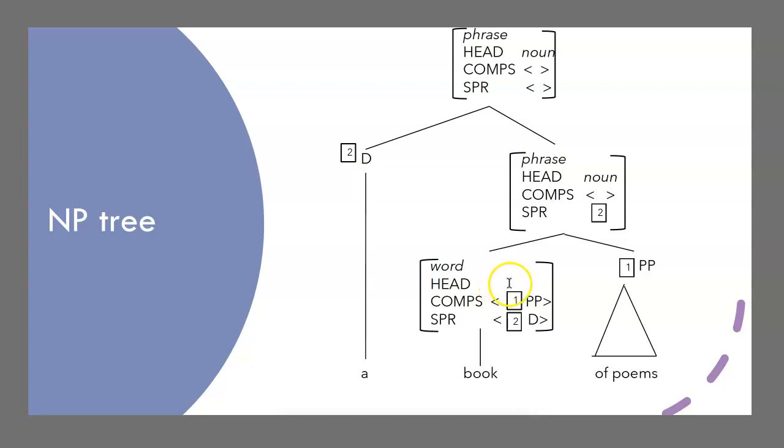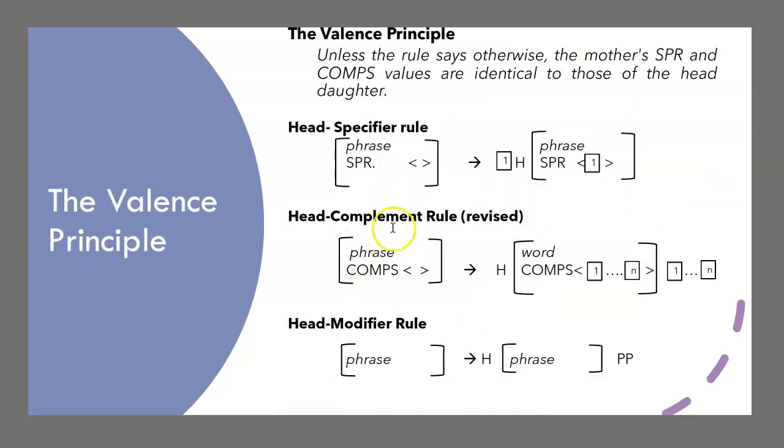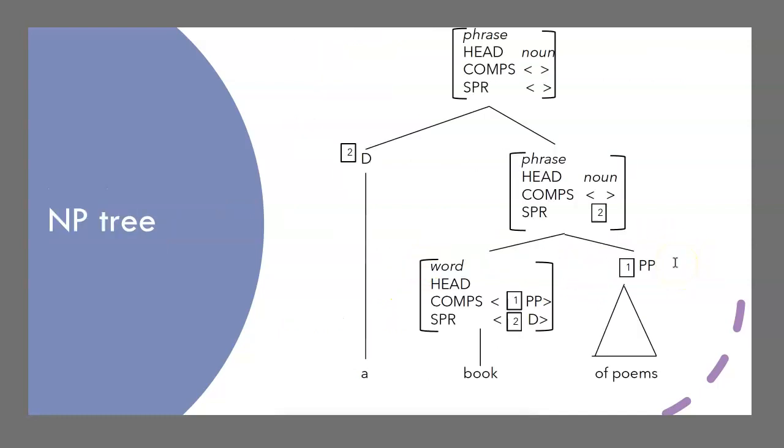In fact, this noun is the same here. It takes a noun phrase here. Comps, in fact I have forgotten to mention the value here: the PP, and the specifier is D. When this head combines with a PP, what makes it combine with this PP? The head complement rule. The head complement rule says it needs a head and a complement, 1, 1. So that's what it combines here.